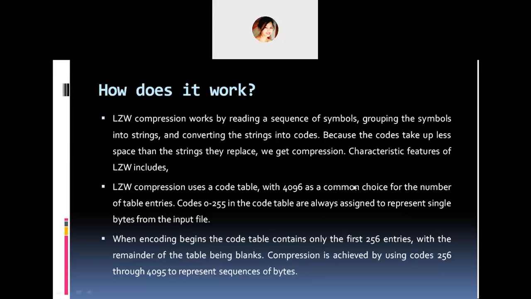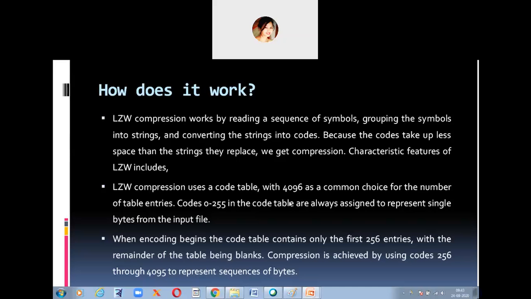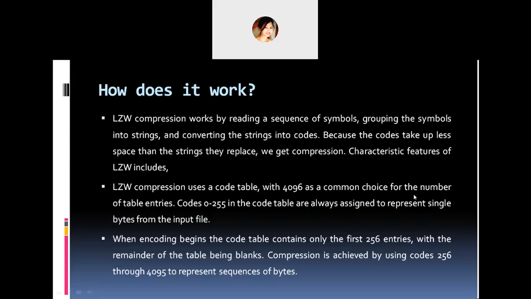How does it work? LZW compression works by reading a sequence of symbols, grouping symbols into strings, and converting the strings into codes. Because the codes take up less space than the strings they replace, we get compression. We just have to remove the redundant data and compress it.